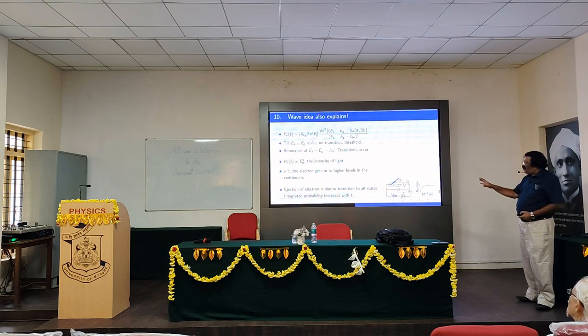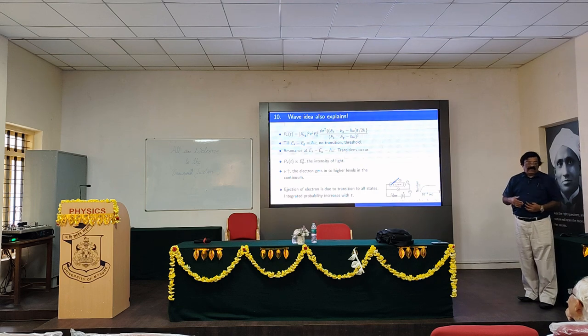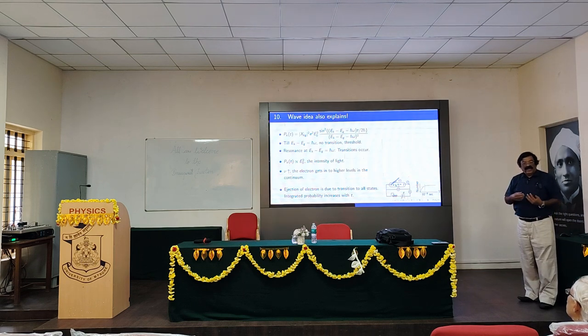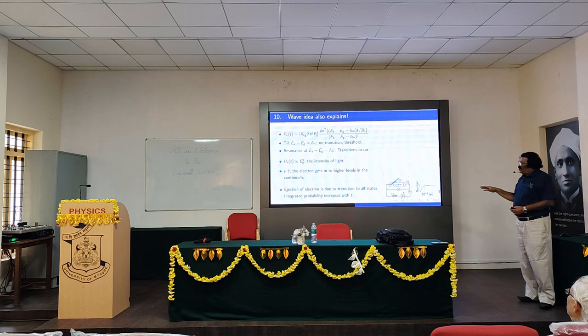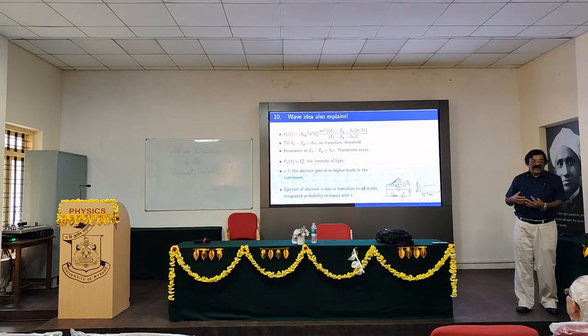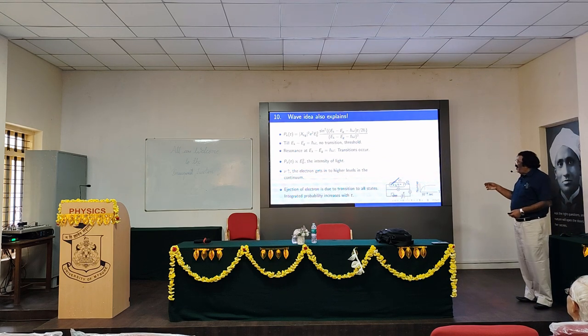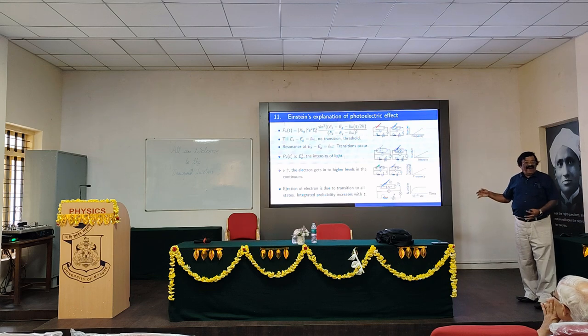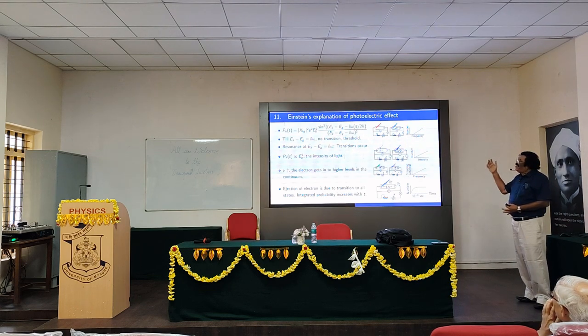So ejection of electron is due to transition to all states, not just one state, in which case you will have to sum over this expression, integrated. The probability increases with t. So as soon as the light falls, electrons start appearing. Maybe I may not be very accurate here, but this more or less says that the transitions occur right from the beginning, say from 10 power minus ninth of a second and so on. Therefore, the book which I refer to says that all the four experimental observations are explained by this.